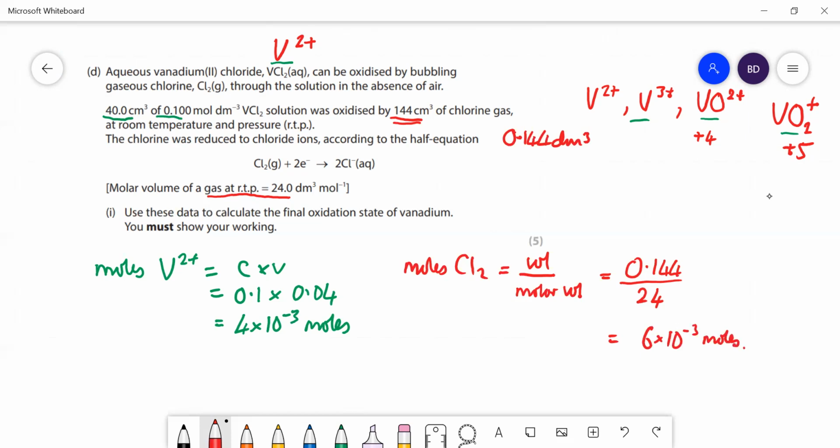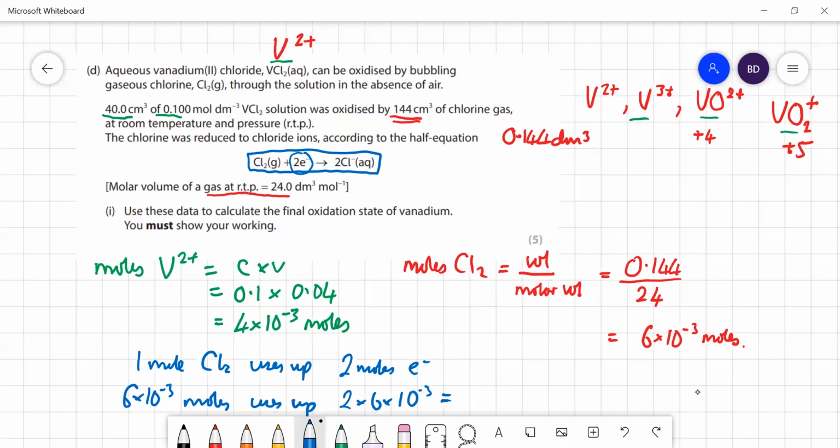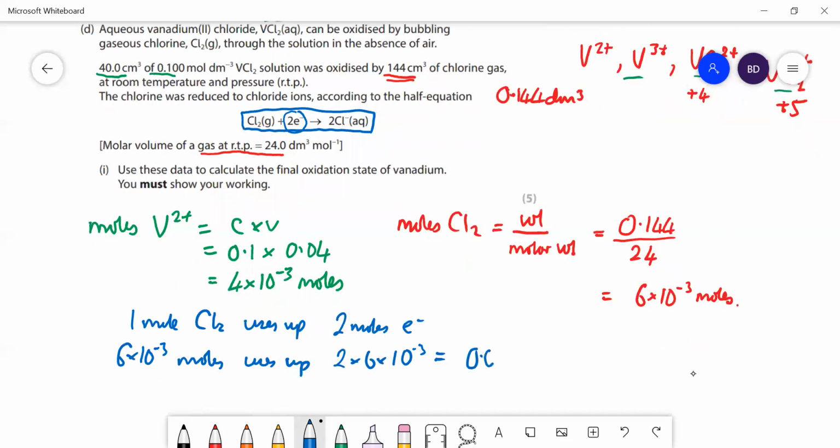So we have a look at this equation here now. 1 mole of chlorine uses up 2 moles of electrons. So that means 6 times 10 to the -3 moles uses up 2 times 6 times 10 to the -3, which is equal to 0.012 moles of electrons.